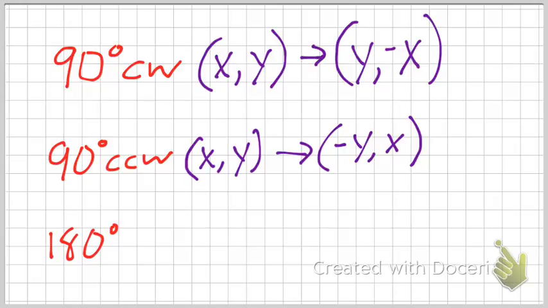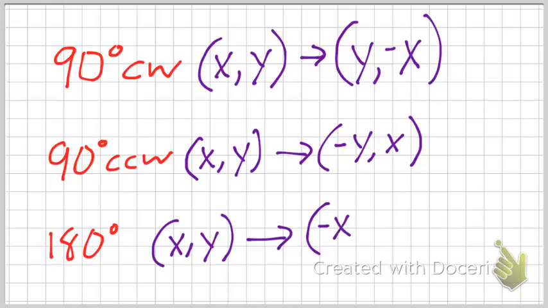Okay? 180 degrees, X and Y are going to stay in the same place, but they're both going to have their signs flipped. Okay? These are our 3 rules.